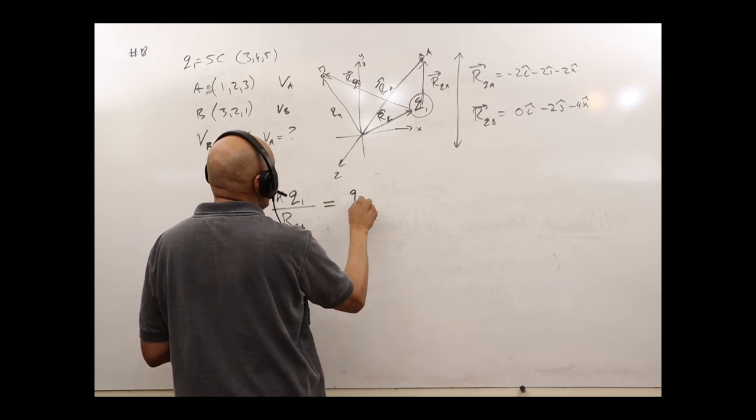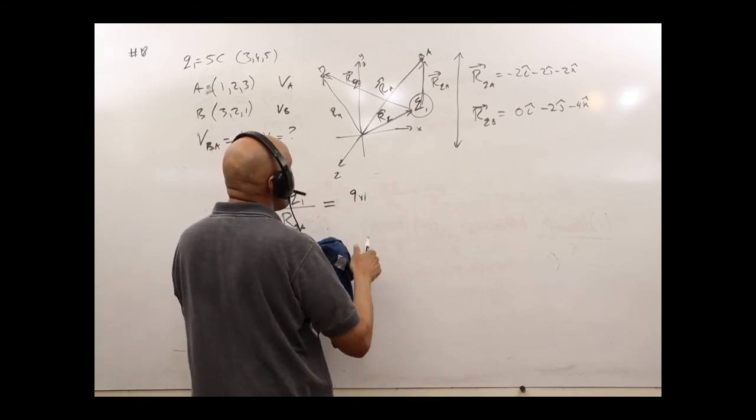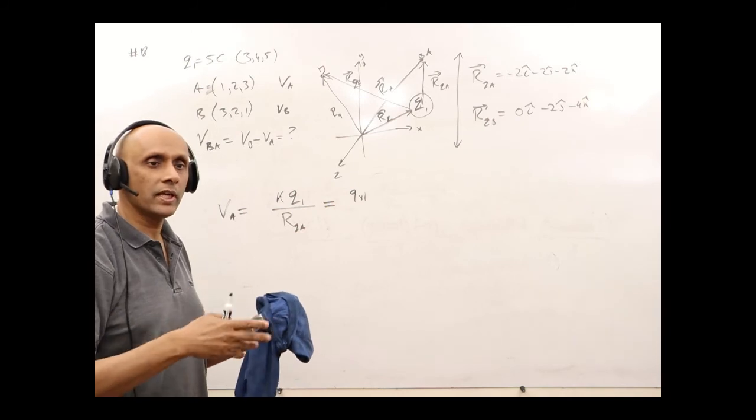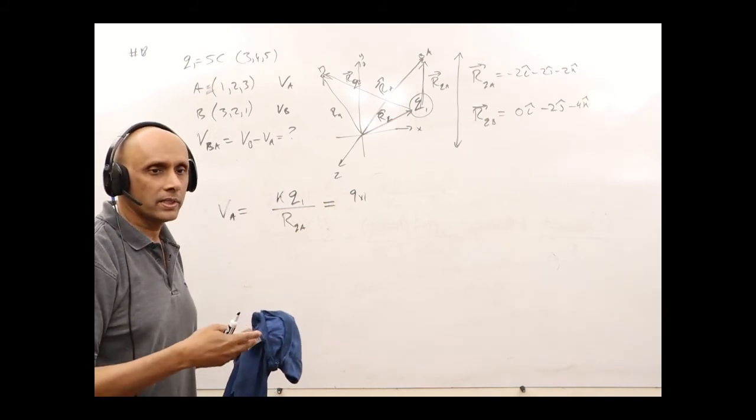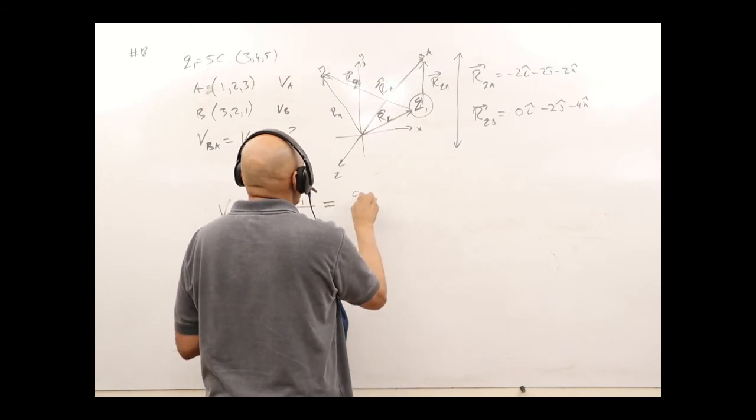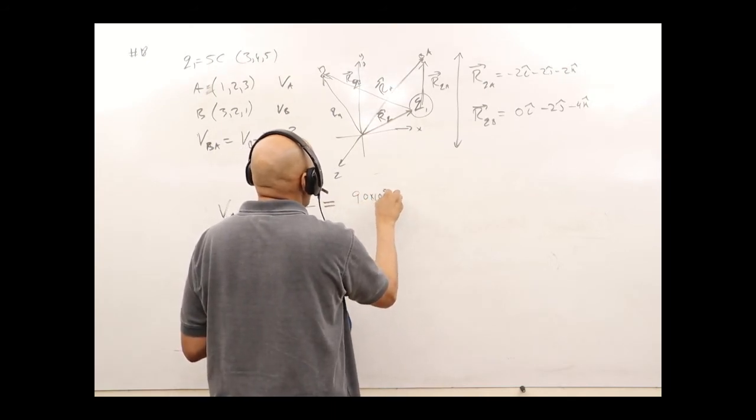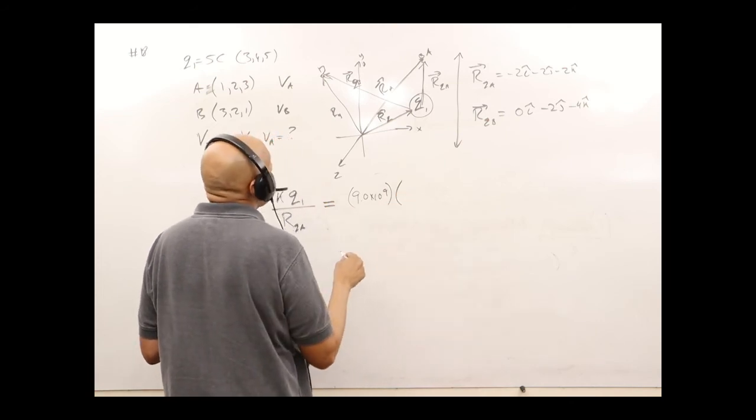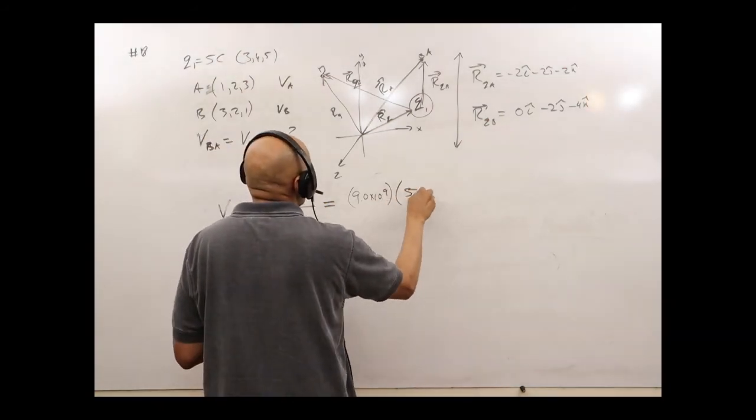So it's 9 times, it's actually 9. Remember, I'm only doing it up to 2 significant digits because we are trying to understand the problem, not waste time in calculations. So this is really 9.0 times 10 to the 9. I'm always doing 2 significant digits only. Q1 happens to be a charge of 5 coulombs.